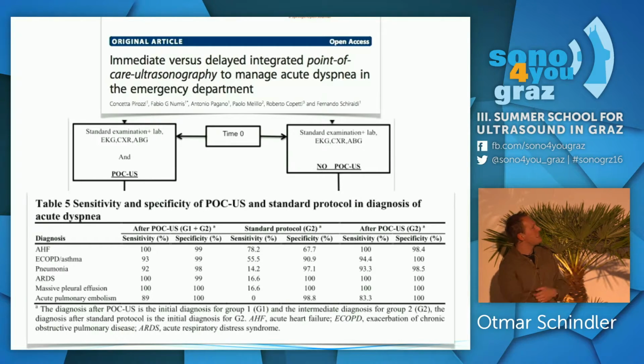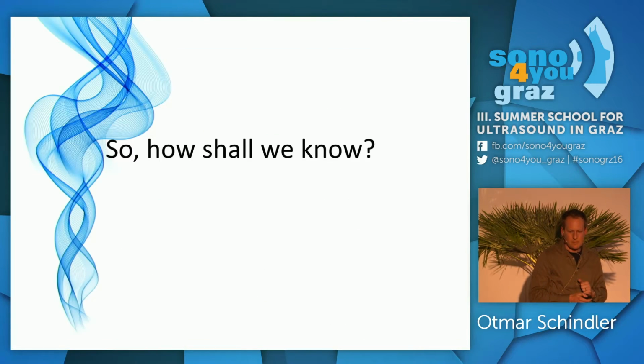Sensitivity, specificity, that's okay. Yeah? Without ultrasound, that's what experienced doctors had. Yeah? So you just need the ultrasound for that. And if you took these patients and you did the ultrasound afterwards, you also had the diagnosis. So it doesn't matter if you do it before or at the end, but you need the ultrasound for the dyspneic patient. Okay.